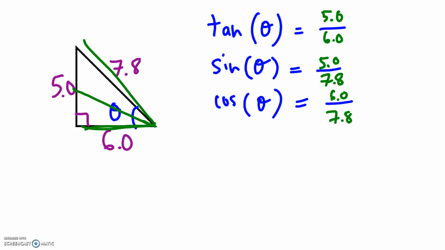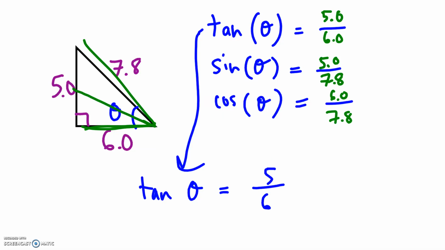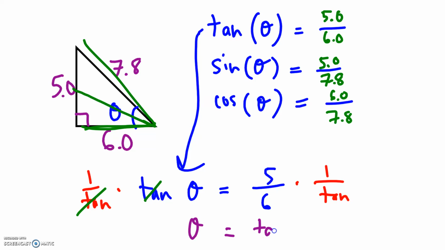Alright, so now that we have these 3 trig functions, how can we actually solve for the angle which we're using theta to describe? So the way we solve, if you take this tangent and you imagine dividing both sides by tangent, or multiplying by the inverse, the tangents would cancel out, and on the right side we would have the inverse tan of 5/6. Inverse tan is a function on your calculator. There's a button for inverse tan.